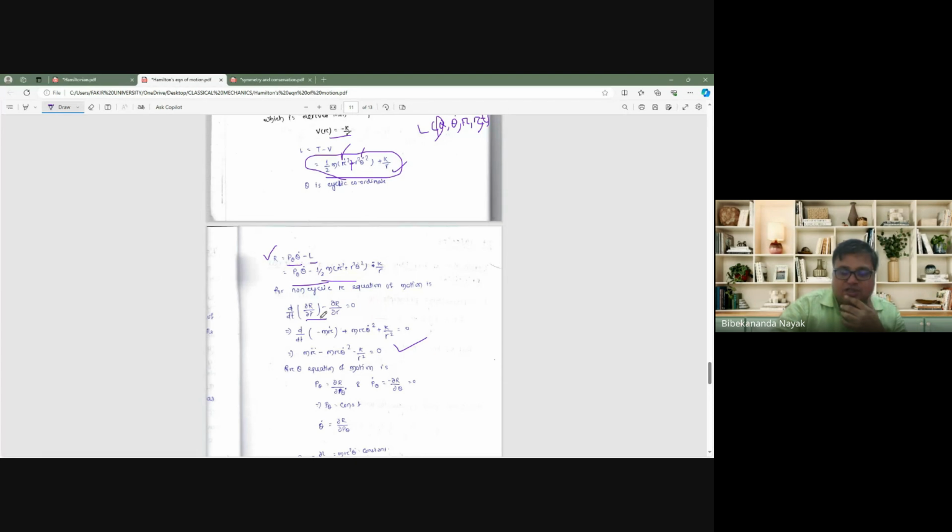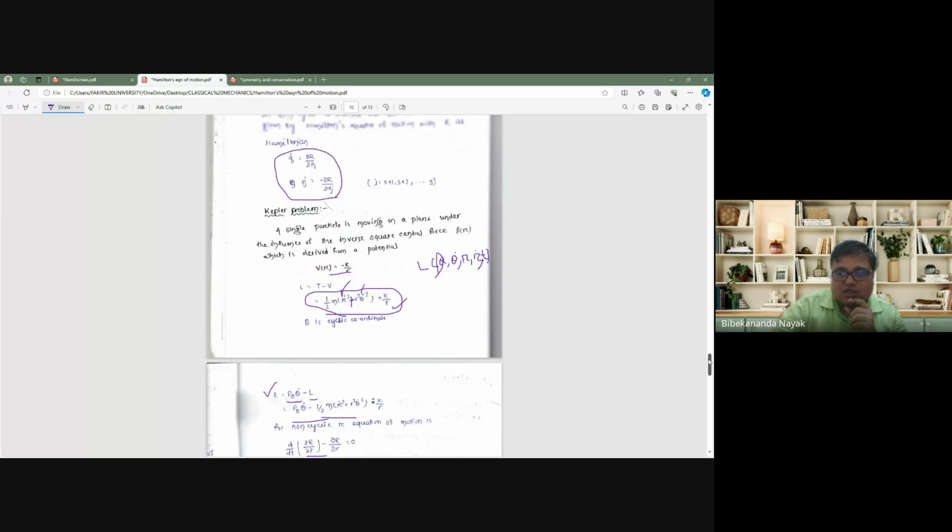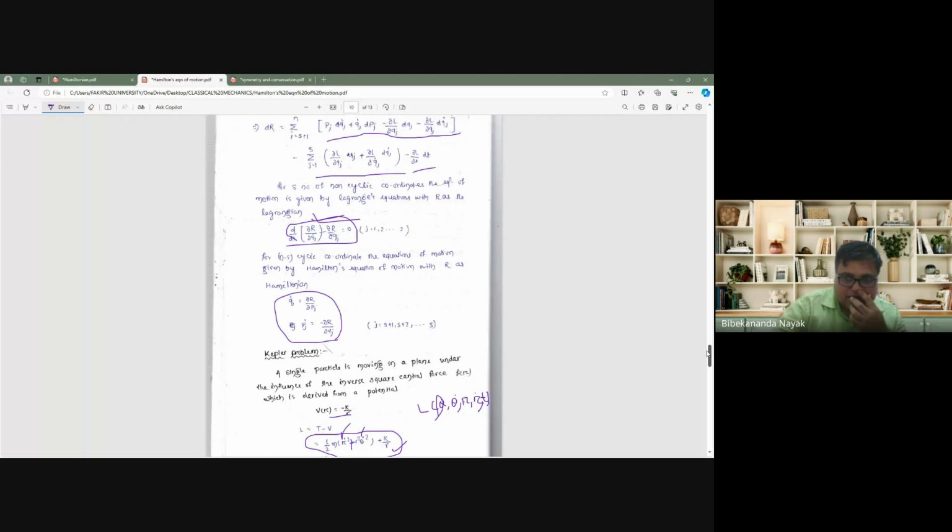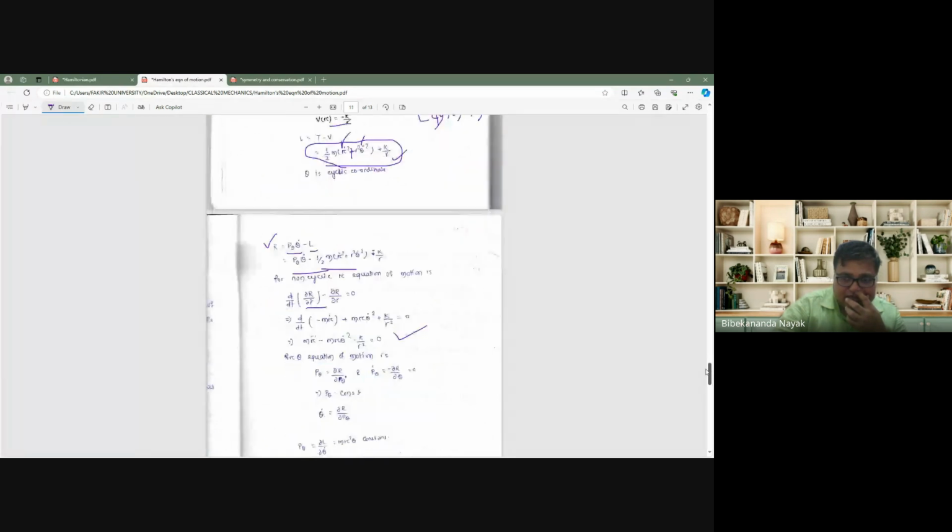And for theta, we use the Hamiltonian formulation, taking R as the Hamiltonian. The equations are qj dot is equal to del R by del pj, and pj dot is equal to minus del R by del qj. That is, theta dot is equal to del R by del p theta, and p theta dot is equal to minus del R by del theta. Here I wrote it wrong; it is theta dot. Okay, but theta is cyclic, so this term will be 0, that means p theta is equal to constant. And theta dot is equal to del R by del p theta.